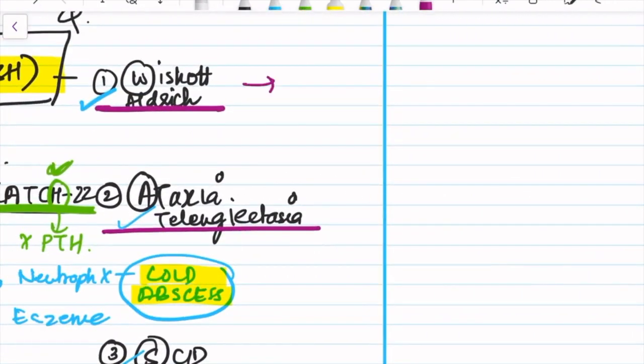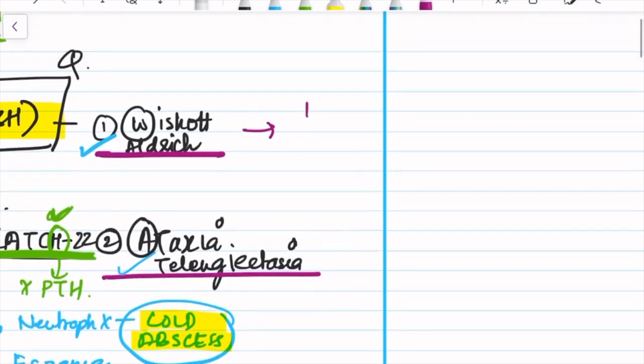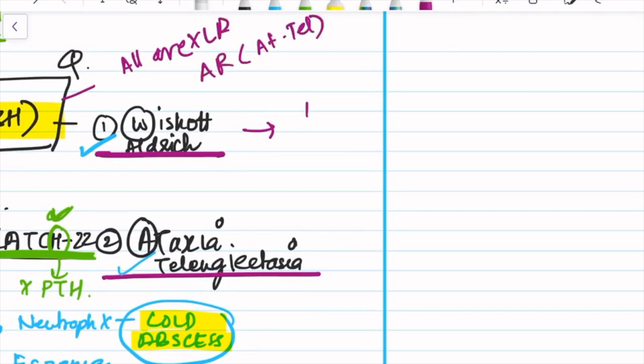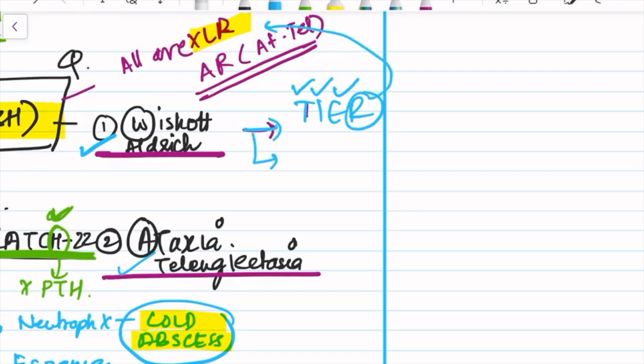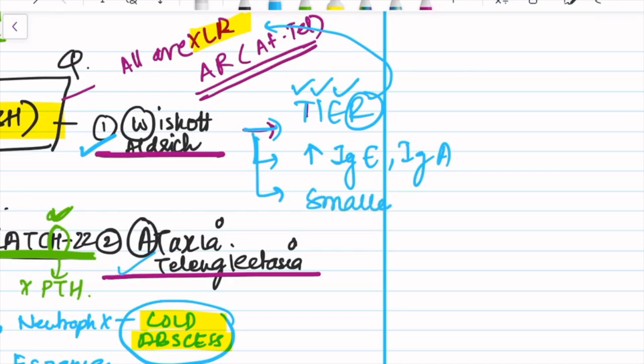WASH mnemonic, Wiskott-Aldrich. Remember only 2 points. First, you have to remember B and T cell disorders are all X-linked recessive except the A for A, ataxia-telangiectasia, which is autosomal recessive. The next point, starting with Wiskott-Aldrich, the mnemonic is TIE: thrombocytopenia, infection, eczema, and X-linked recessive. Apart from that, the lab findings of Wiskott-Aldrich will be an increased level of IgE and IgA. Okay, and another thing is that there will be smaller platelets.